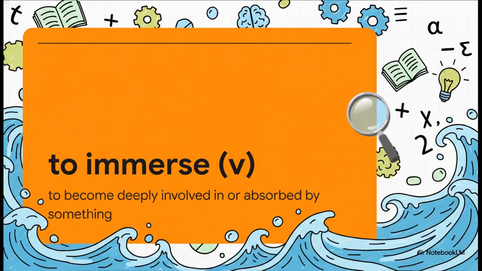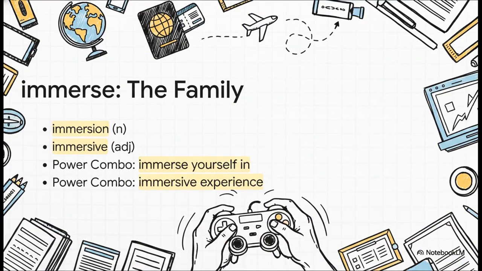Okay, so if engage is getting involved, then the verb to immerse takes that to a whole other level. When you're immersed in something, you're not just involved, you are completely surrounded by it, like you're submerged in water. It's total absorption. And you can see how this plays out in its word family. You can immerse yourself in a new language by, say, moving to another country. Or a really good video game can give you an immersive experience. That's the adjective. It's all about that feeling of being completely and totally in it.